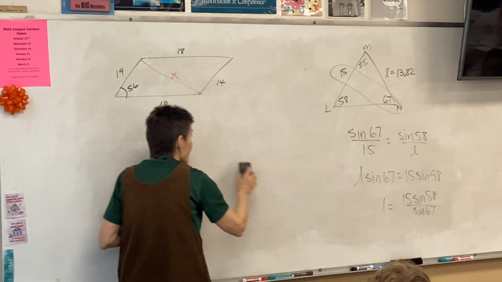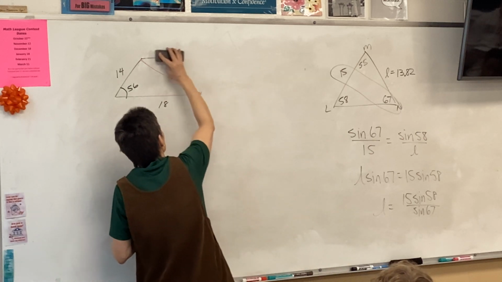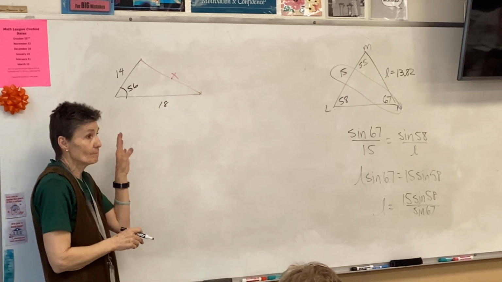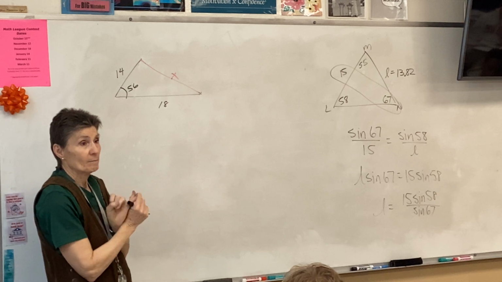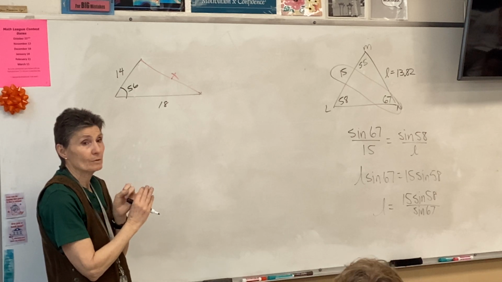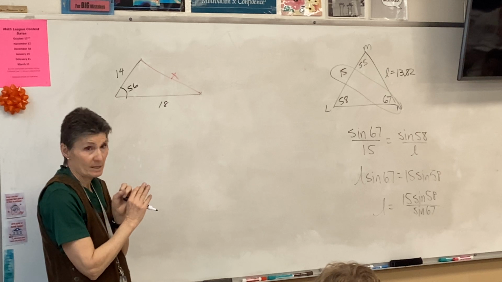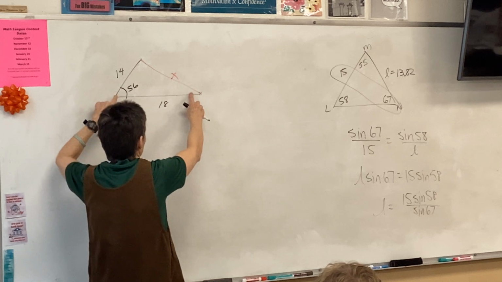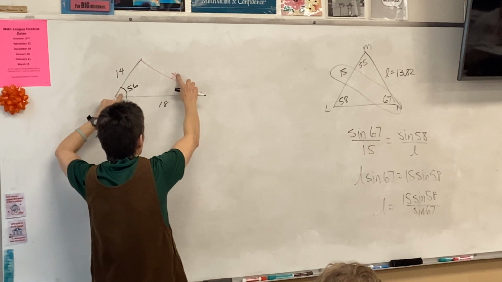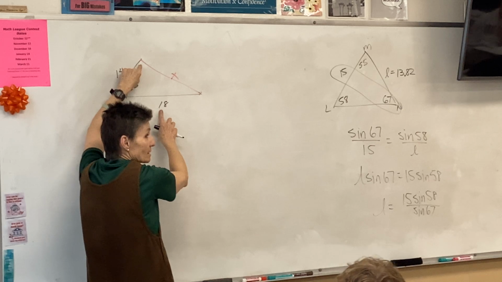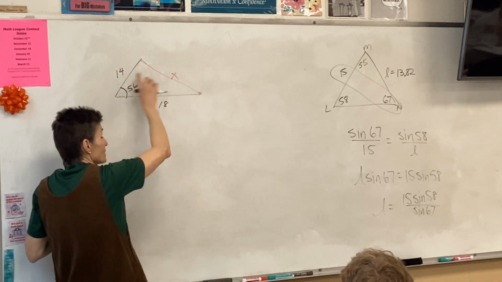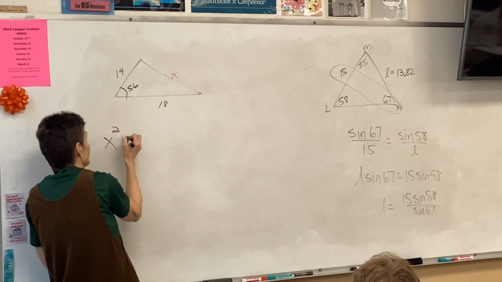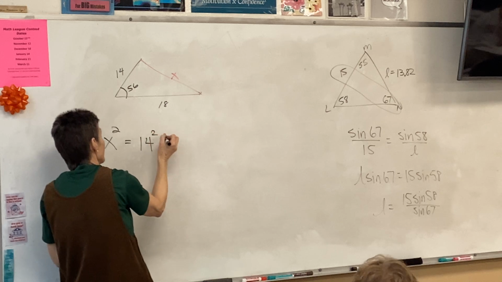You are not doing area. You are finding the length of that diagonal. So take a look at your triangle. Is it going to be law of sines or law of cosines? It's got to be cosines. Why does it have to be cosines? Because I don't have this, or this, or this. So what will the law of cosines look like for that problem? X squared, 14 squared.